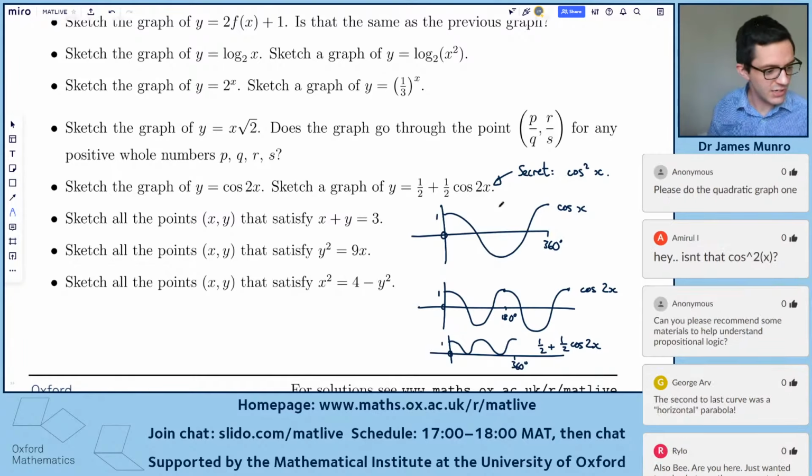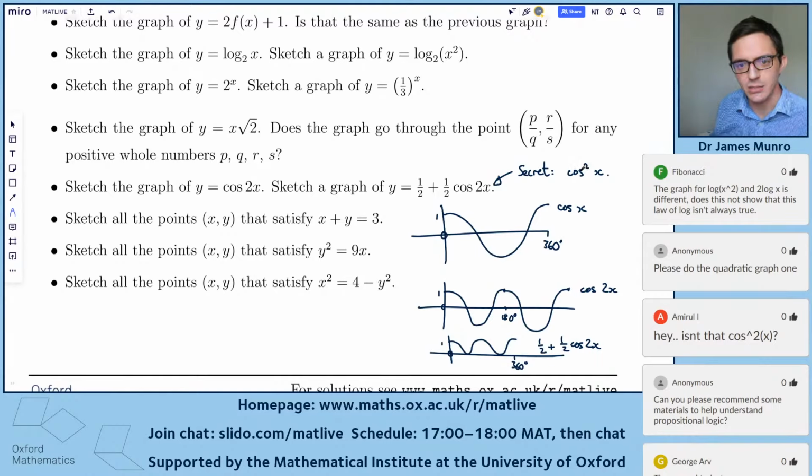Interestingly, people are quite bad at sketching cos squared x. So cos squared x means take the graph of cos x and square all the values. People are quite bad at drawing that, sometimes even when they know this secret fact. And if they know the secret fact, then they should be able to make it out of these steps and get to the graph. But people still find cos squared x really hard to draw.